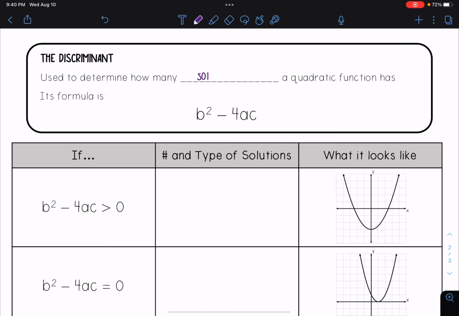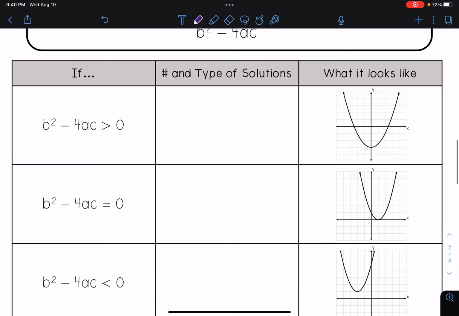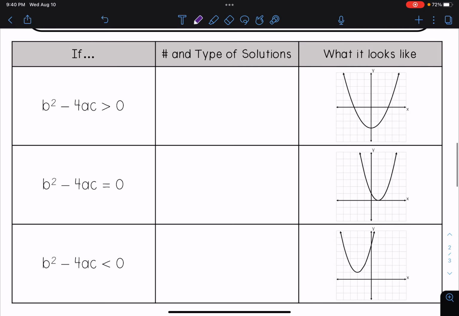So here in that blank it says use to determine how many solutions, and I'm going to make a note and type a quadratic function has. So there's basically going to be three different cases. If our discriminant b squared minus 4ac is positive, or in other words, greater than 0, then there's two real solutions.